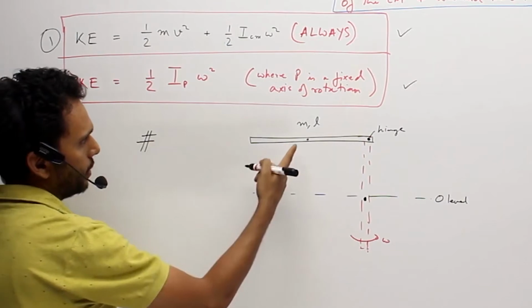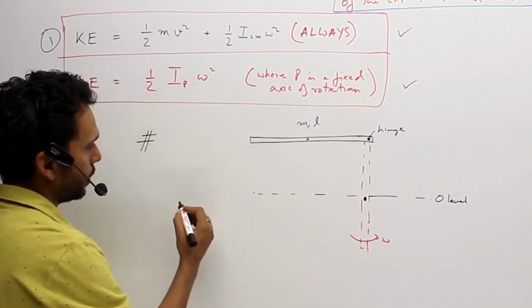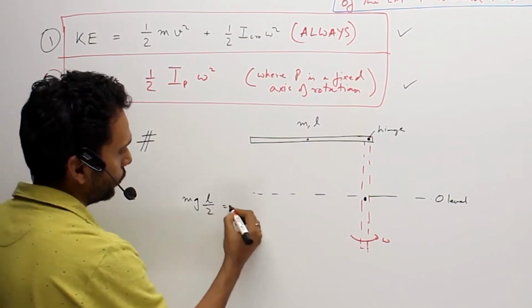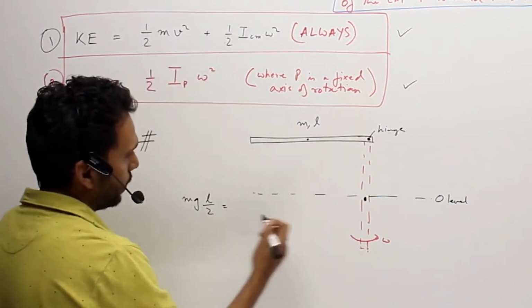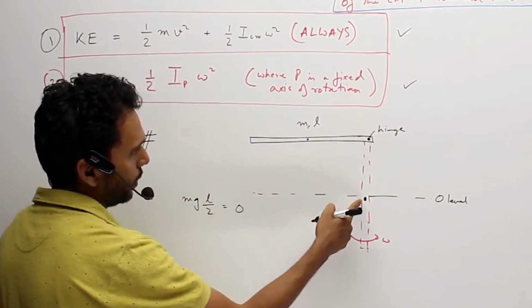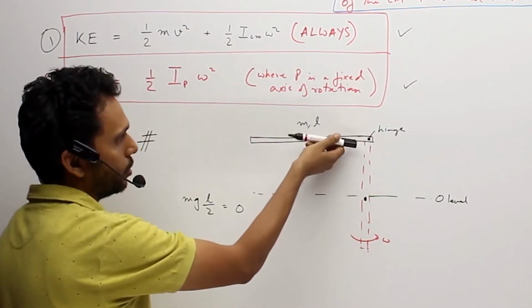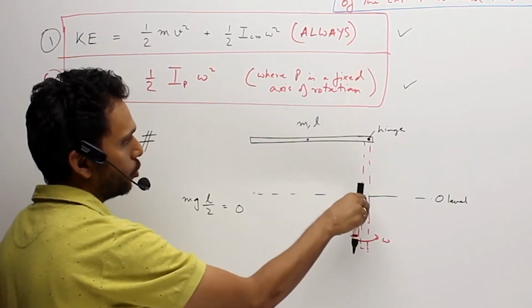So what I say is, initially the whole of energy was just the potential energy, which is mgL by 2. Finally, the potential energy is 0 because the mass comes over here. Mind you, some of you think that the rod has dropped and you say that it has dropped by L.